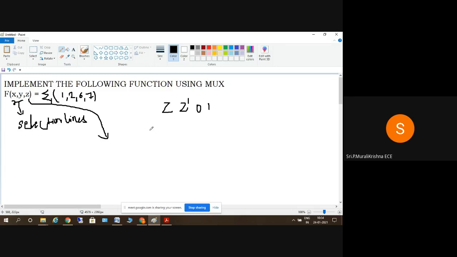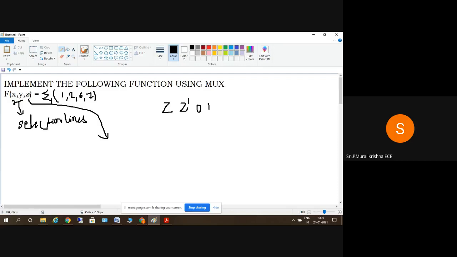So only these combinations are there for us. Is it understood? If you are given f of x, y, z, blindly what we have to follow is that x and y will be the selection lines. We'll be having 2 selection lines here, and the multiplexer is a 4:1 multiplexer, and the inputs will be in terms of z, z bar, 0 and 1, or the third variable mentioned here.